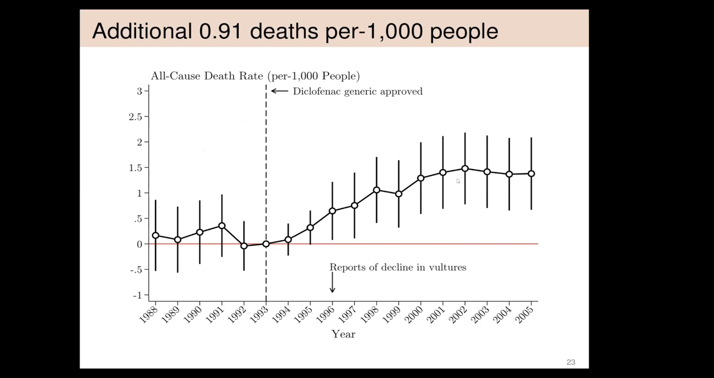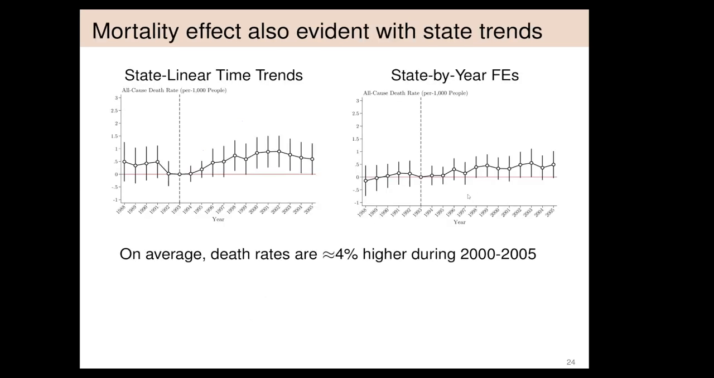What is also interesting is that we're not really seeing any evidence of defensive expenditures or substitution taking place, at least in this time horizon. And we're seeing on average here an additional 0.91 human deaths per 1,000 people. Now, this pattern of no pretrends and then this increase and saturation also survives if we include more granular, fine-scale time trends by adding state linear time trends or by replacing the zonal council by year time trends with state by year fixed effects.